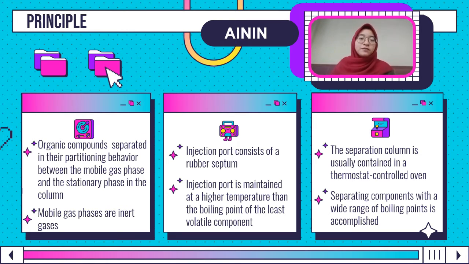Since the partitioning behavior is dependent on temperature, the separation column is usually contained in a thermostat-controlled oven. By starting at a low oven temperature and increasing the temperature over time to elute the high boiling point components, separating components with a wide range of boiling points is accomplished.